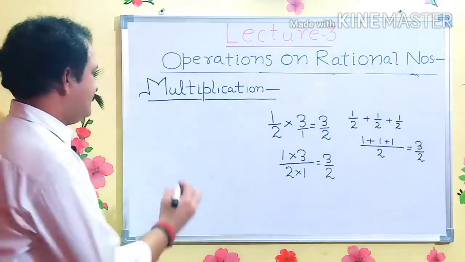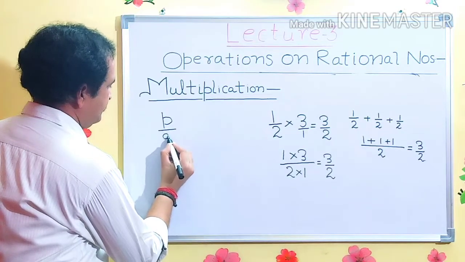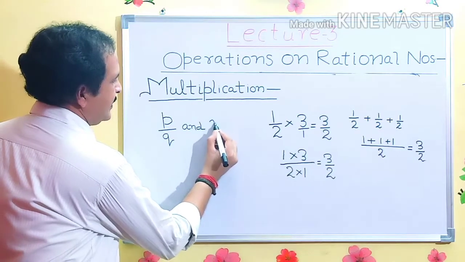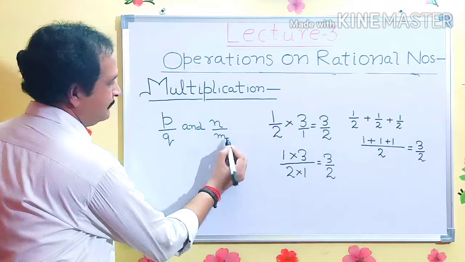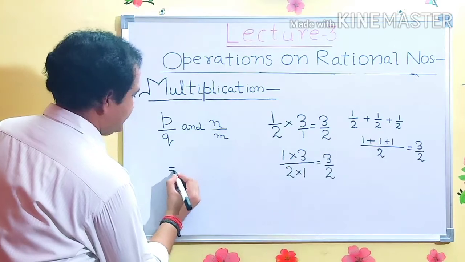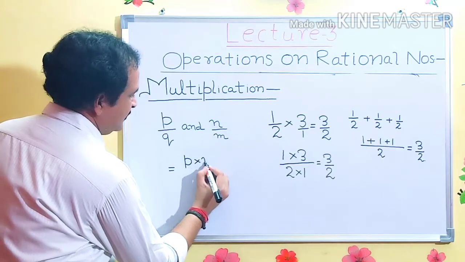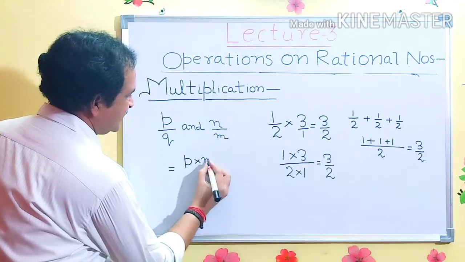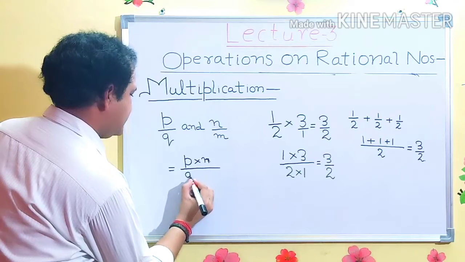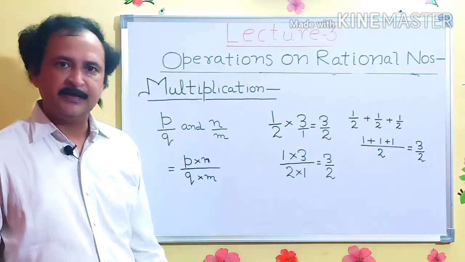It means if we have two rational numbers p upon q and n upon m, and we want to multiply these two rational numbers, then the result of multiplication is a rational number whose numerator is equal to p multiplied by n and denominator is equal to q multiplied by m. Take another example.